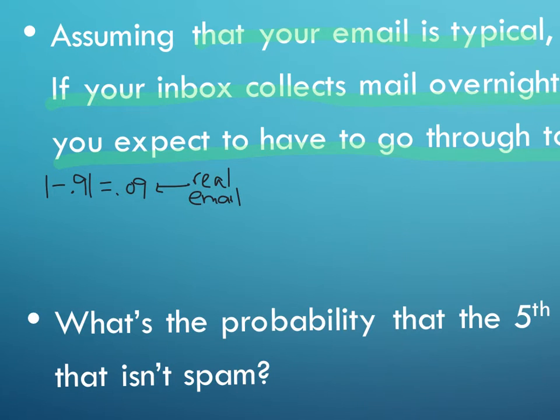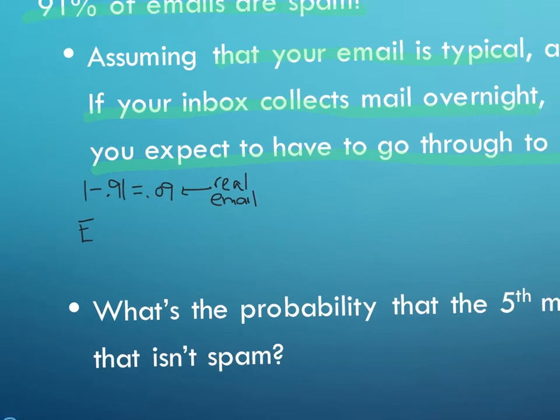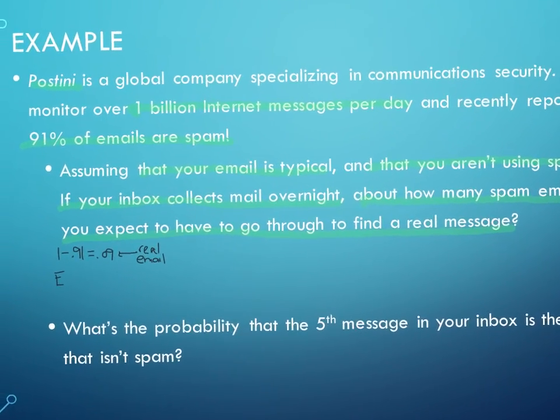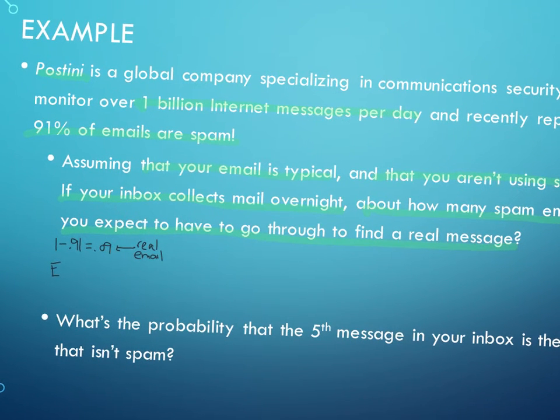Okay, so if I want to find the mean, we know this is geometric because we have 2 outcomes, right? Either it's spam or it's not. We have the probability of success is constant. So if we have over 1 billion internet messages in a day, our sample is going to be less than 10% of the population. That's just a given. We have probability of success is constant, 91%.